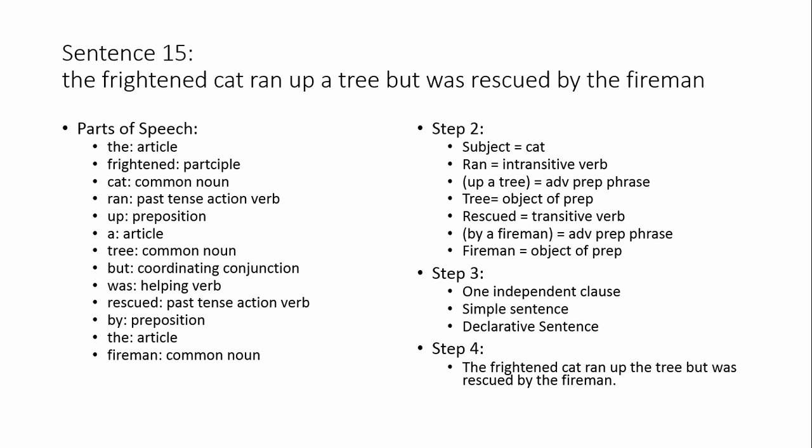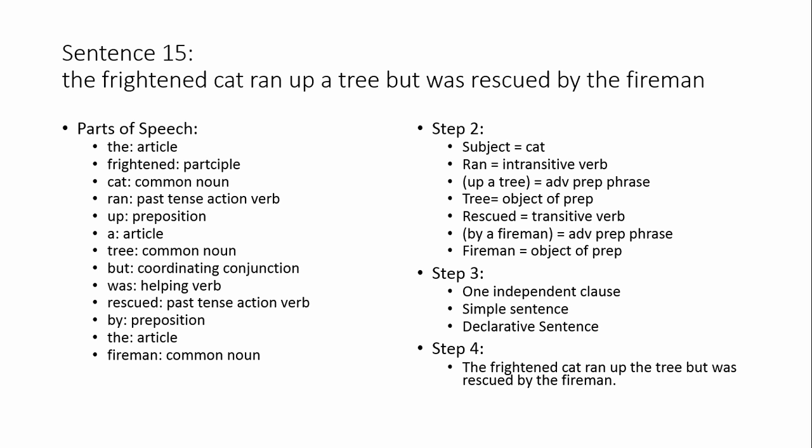Rescued, what? Rescued the cat. So cat's also a direct object, so that's going to be a transitive verb. Normally you see those direct objects following them, but we know we asked what was rescued, the cat was rescued, that's still answered within the sentence, so that's a transitive verb.